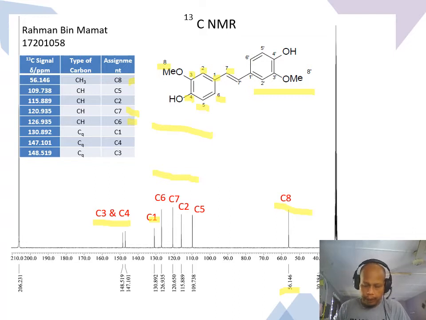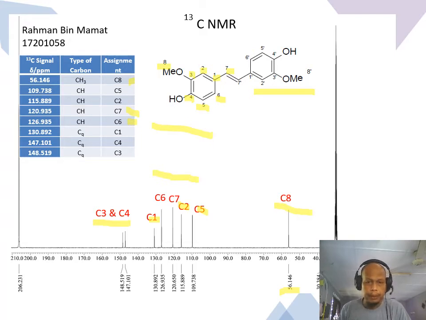For carbon 5, it is ortho to carbon 4, where it is attached to OH. This is an electron donor group, and it is more shielded. For carbon 2, this is ortho to carbon 3, attached to the methoxy group. This is an electron donor group and deshielded, along with carbon 5.